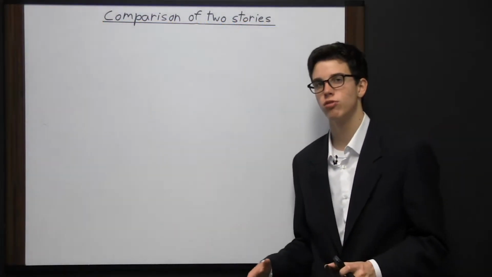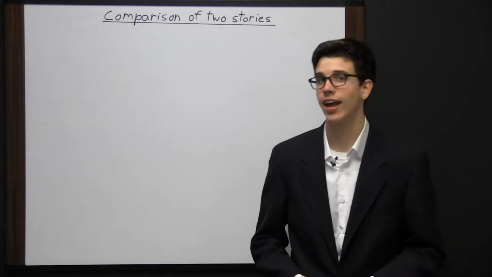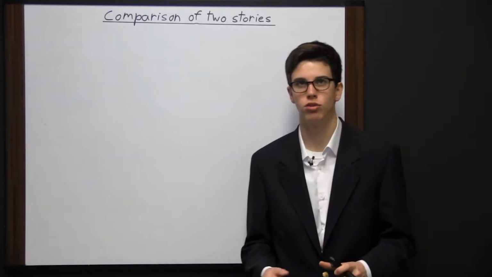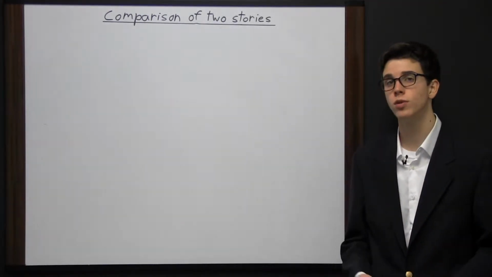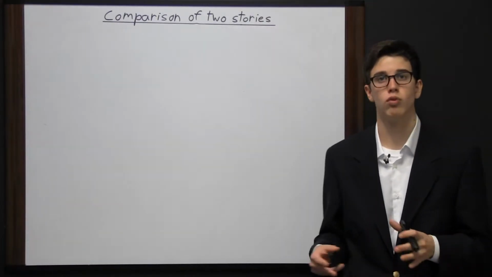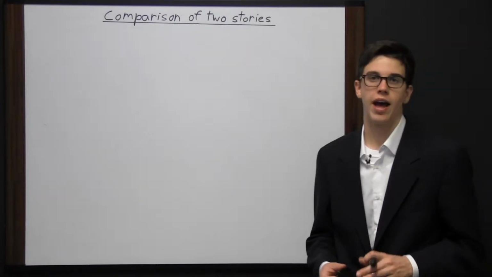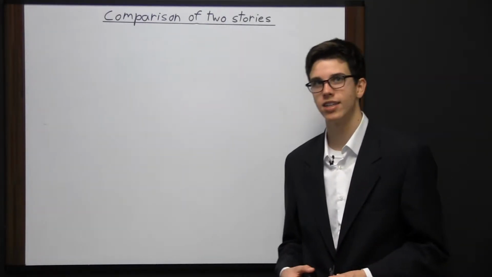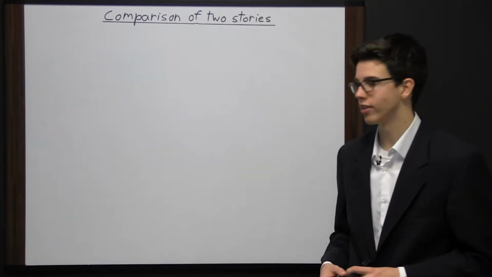Whenever you look at two stories, there's going to be similarities and differences between the two stories. And so it's important for you as the reader to be able to determine which things are similar and which ideas are different. So as you're reading the stories, you need to make a list of the main points.